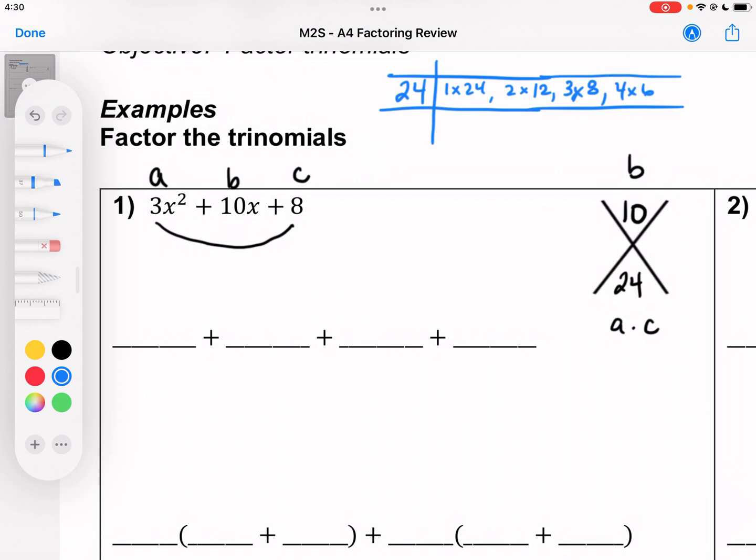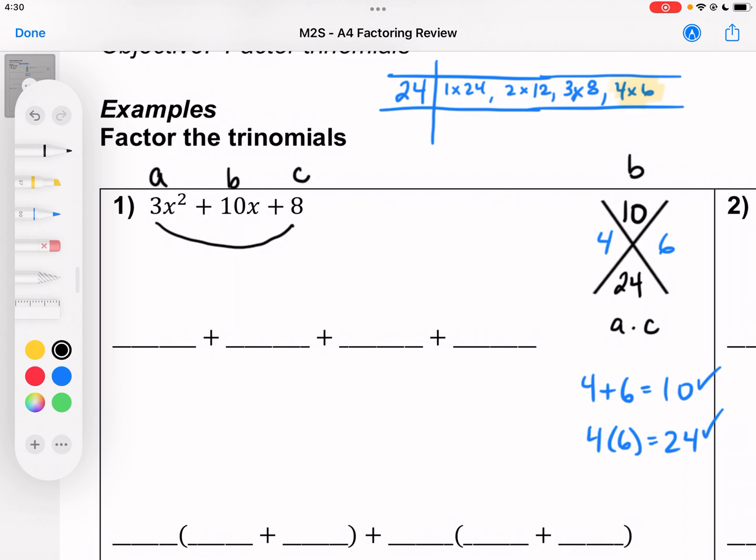So you're figuring out which one of these on the list would add up to 10. And the answer would be 4 and 6. So remember, because 4 plus 6 gives me 10, but also 4 times 6 gives me 24. So it has to match up. All right, we found our two numbers.